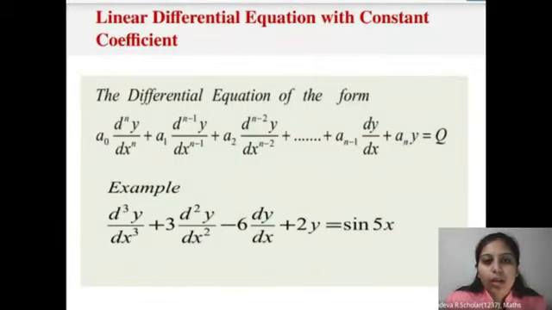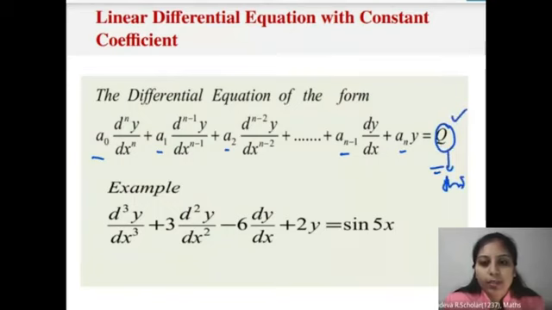A differential equation of this particular form: a naught d^n y upon dx^n plus a1 d^(n-1) y upon dx^(n-1) plus up to a_(n-1) dy by dx plus a_n y is equal to Q. Here a naught, a1, a2, up to a_n are all constants and Q is some function of x. So this is the non-homogeneous part here. We can write the corresponding homogeneous equation just by letting this equation equal to 0.